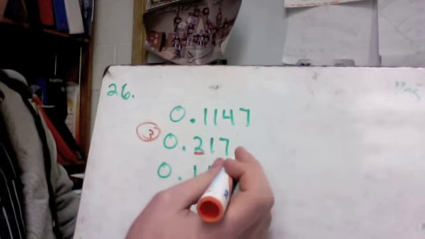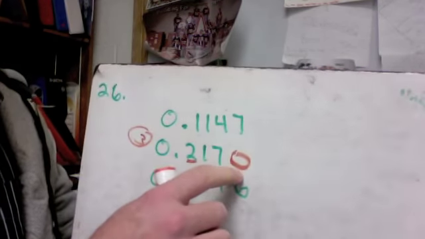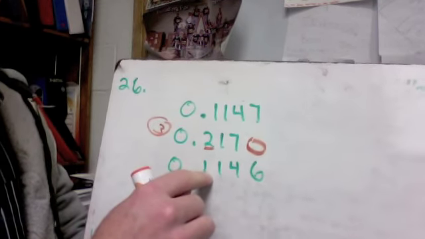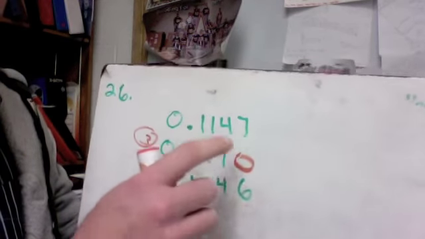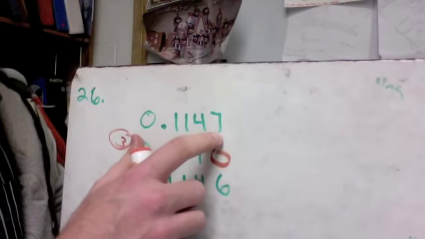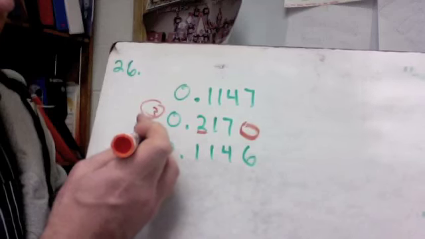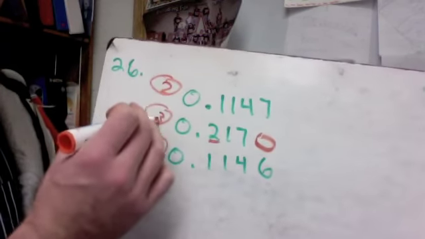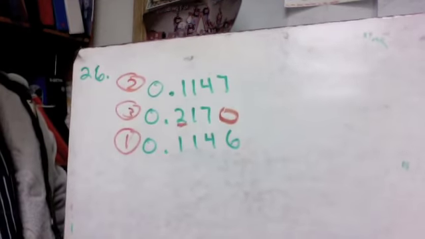biggest one. We could have also put a 0 here just to see that 2,170 ten-thousandths is bigger than 1,146 ten-thousandths, which is bigger than that. Now these two are really close. This one is just 1 ten-thousandth bigger than this one right here. So this would be your smallest one, followed by our number 2 right there, and number 3 was the one that had 2 tenths instead of 1 tenth.